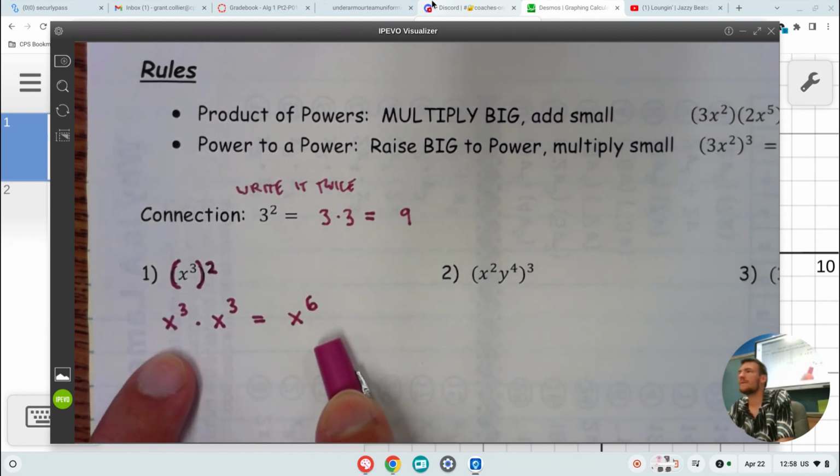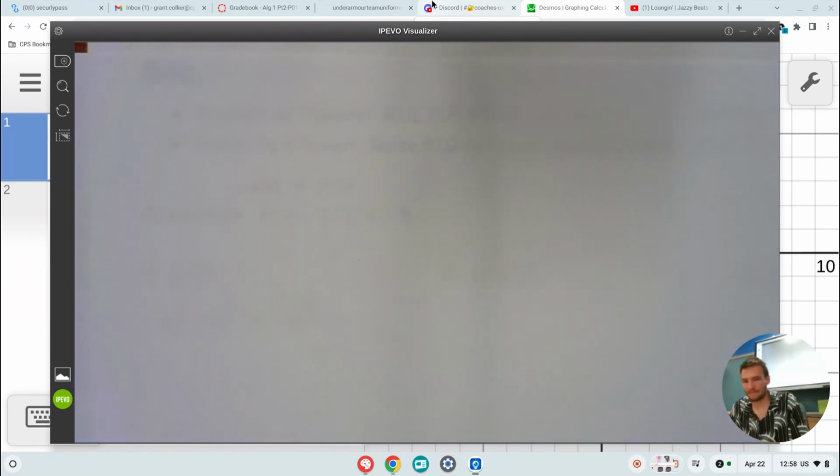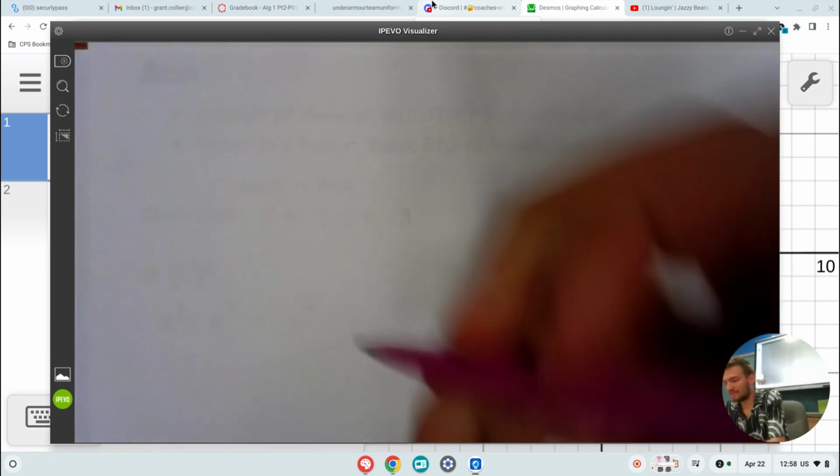We've got to add the exponents? That's right. So, we'll talk about it. Here's the secret to me. So here's another piece of paper. I'm going to write a couple different things down.